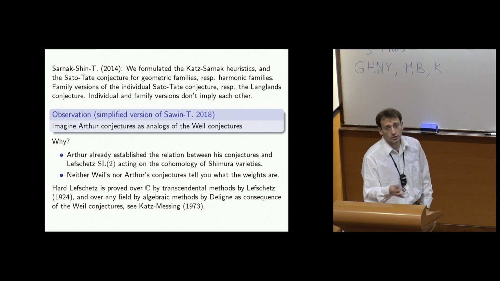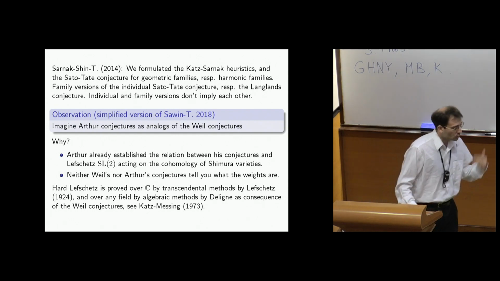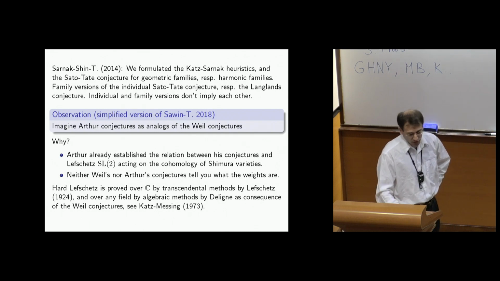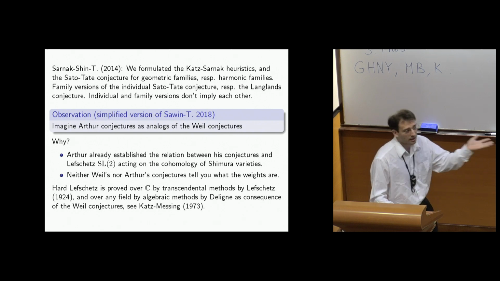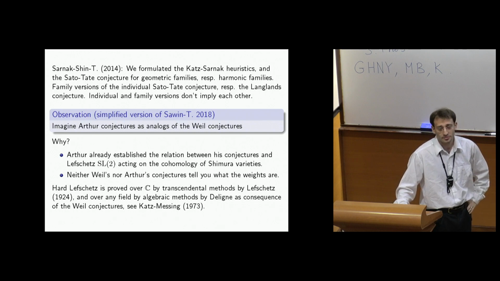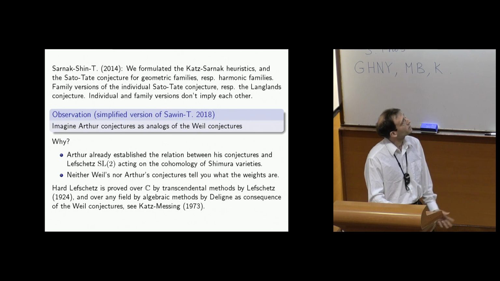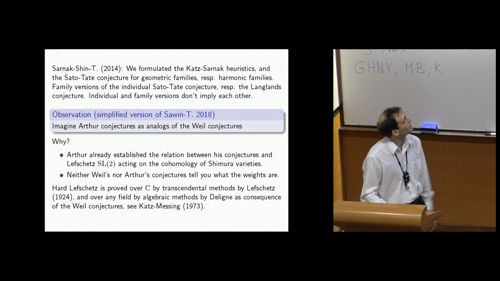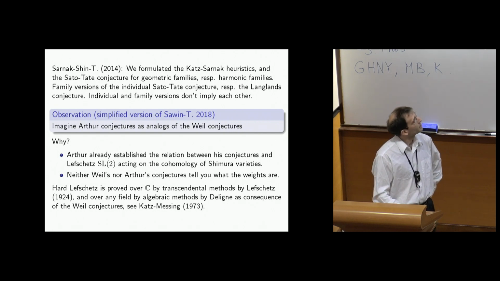The family version and the individual version are different, and neither implies the other. But what I want to talk about today is this new thing: in a nutshell, I want you to imagine the Arthur conjectures as analogs of the Weil conjectures. Why? At least two reasons. One is Arthur himself and then many people: there is a connection with Shimura varieties and especially the Lefschetz SL2 acting there.